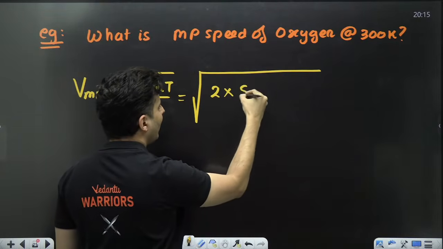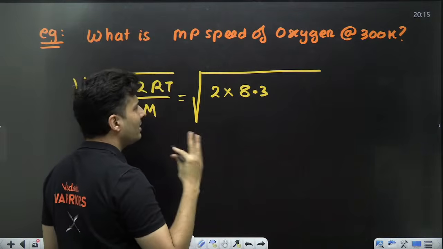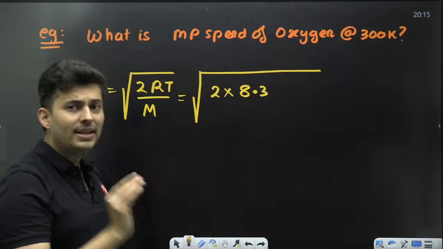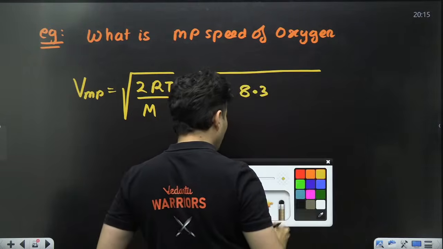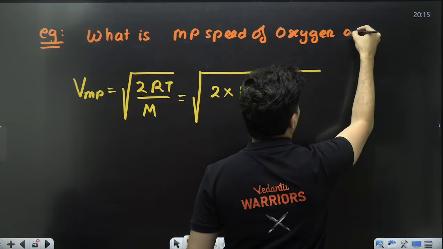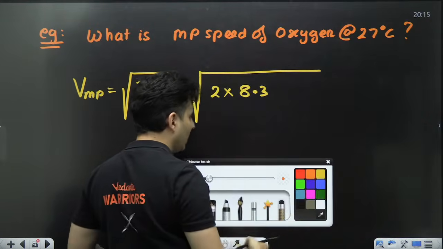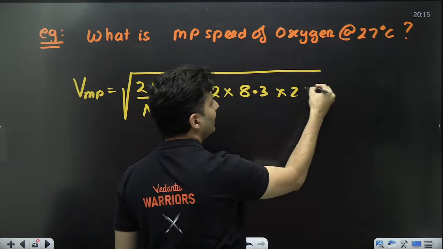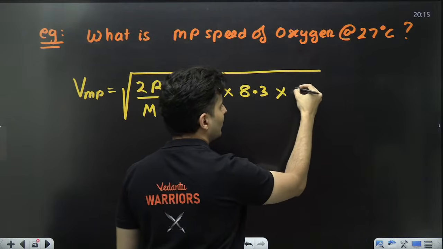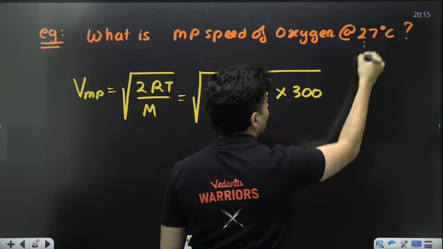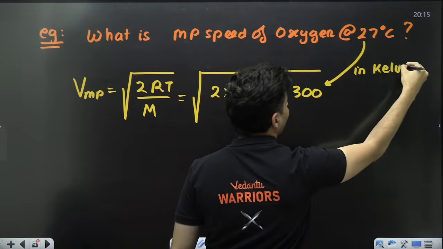2 into, what is R? R is nothing but 8.314. You can just put it as 8.3, that's okay. Temperature always in Kelvin. Sometimes it happens that they don't give you this in Kelvin. They will tell you this is at 27 degrees Celsius. And many students end up putting over here 27. Don't do that. Always put it in Kelvins. So that is 300. You convert it in Kelvin.